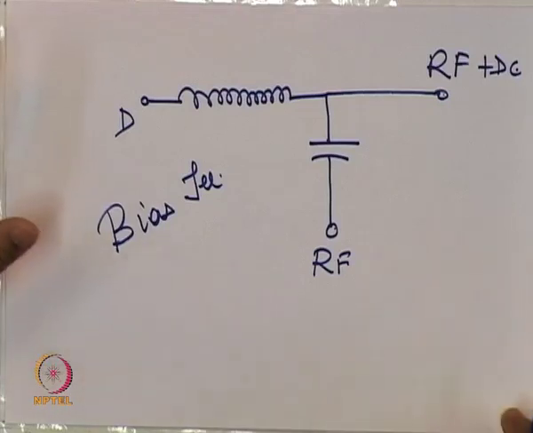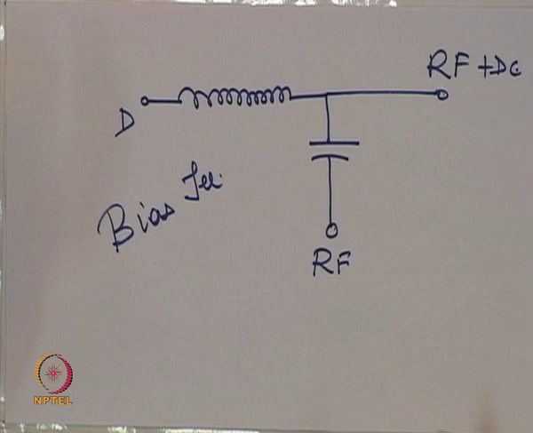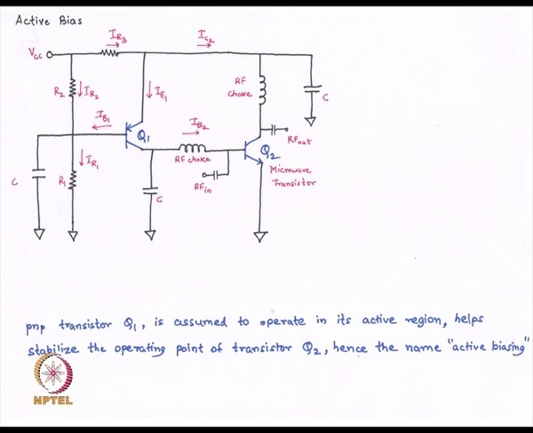Now, the previous example was an example of what we call a passive bias network. In some cases, we need what we call active bias circuits. So, what is an active bias circuit? An active bias circuit is a circuit which produces a particular bias voltage irrespective of any changes in the circuit or temperature or other voltage variations. This is an active biasing network.